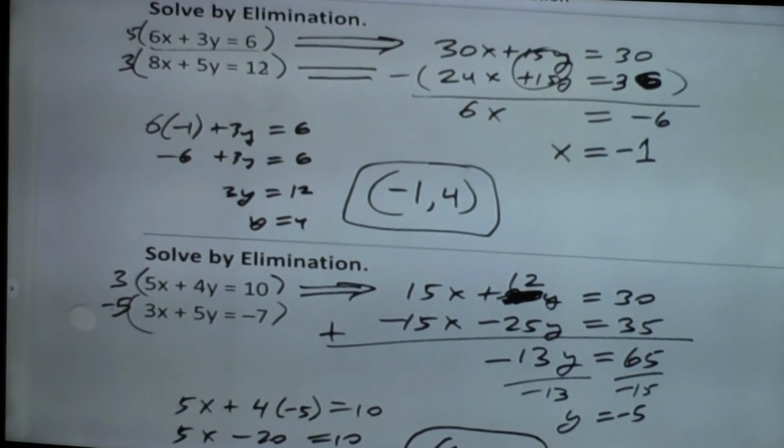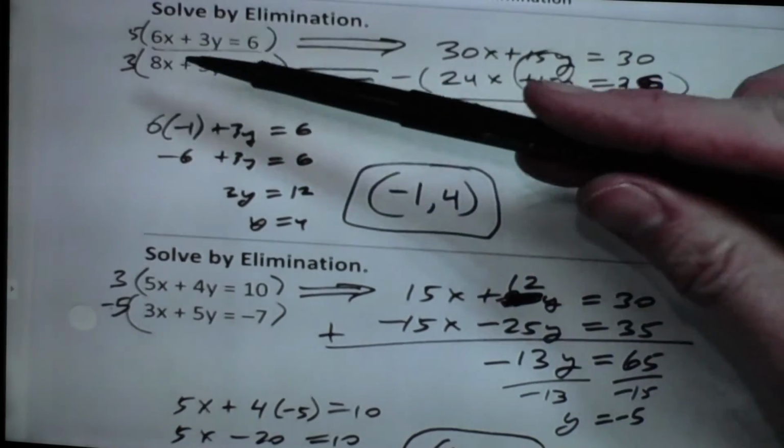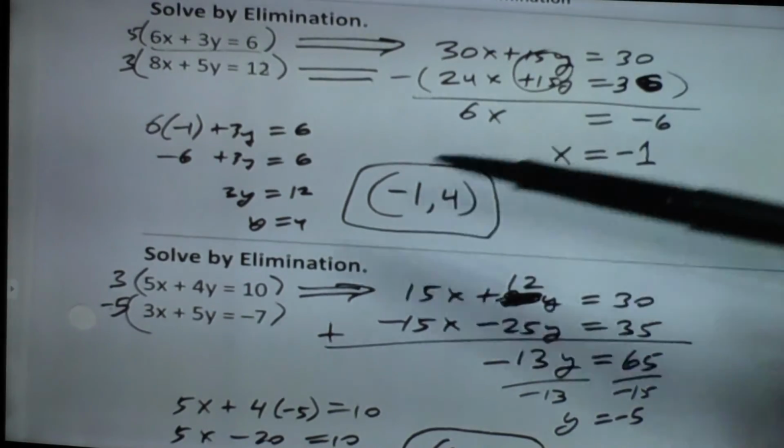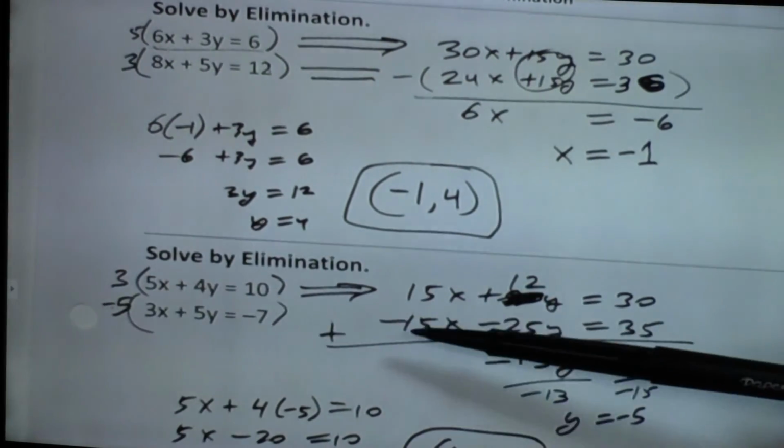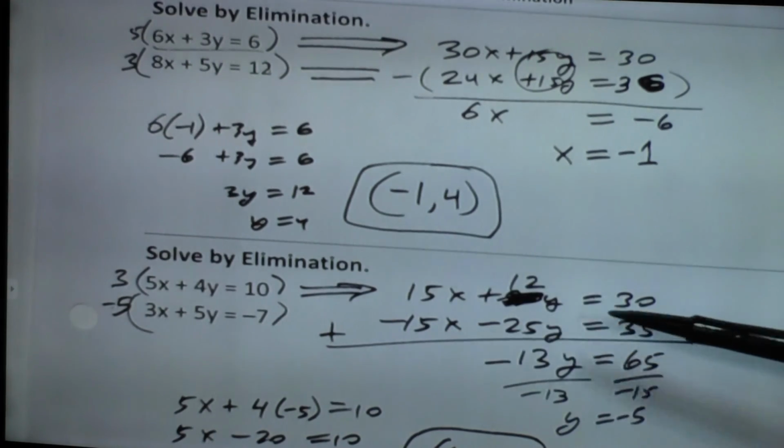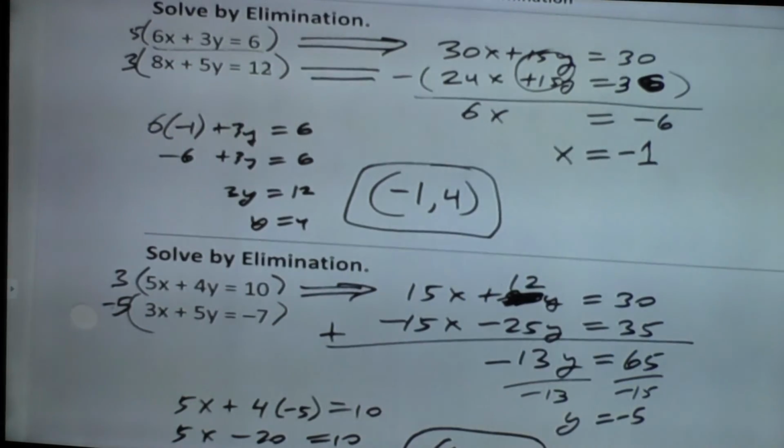So both of these show you pretty well how you can change them and then subtract, or change them with one being a negative, and it enables you to add, and it all depends on the numbers that you get.